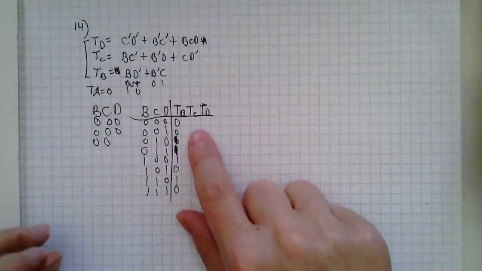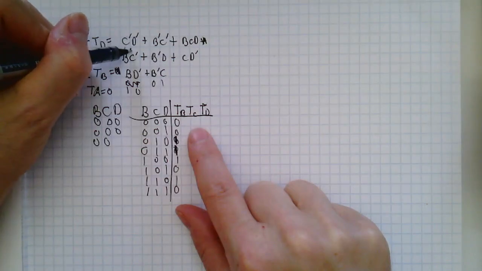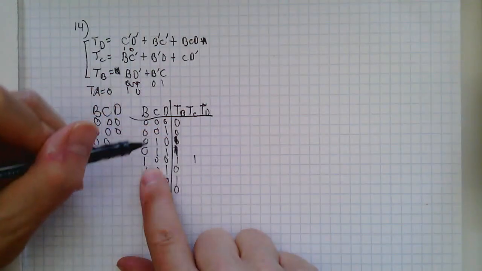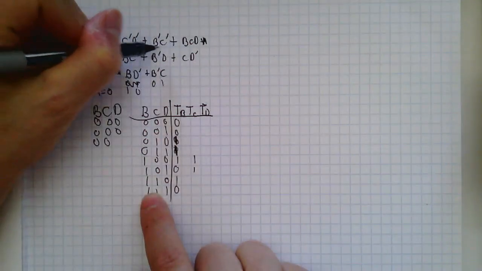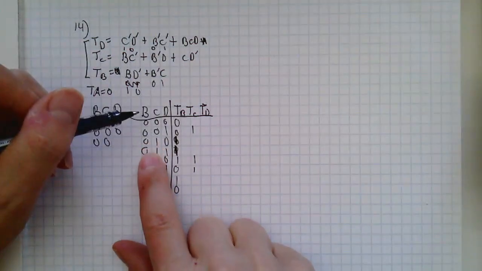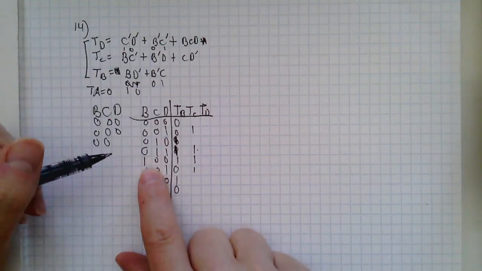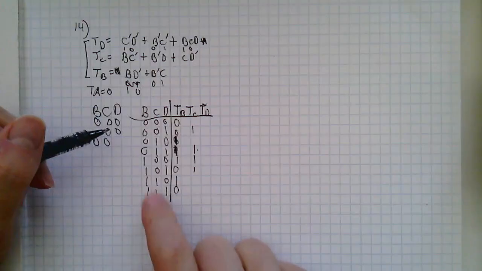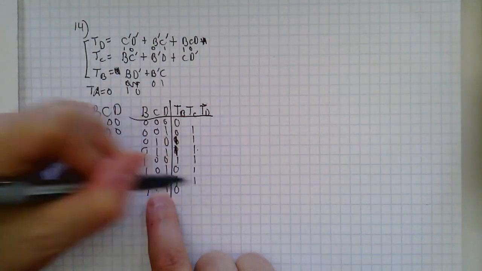I'm looking for the pattern 1, 0 in BC, which means I have to have a 1 over here, 1 over here. I also need to see the pattern 0, 1 in BD, which means I get a 1 over here, a 1 over here. I need to see the pattern 1, 0 in CD. Add it over here, over here. Everybody else is 0.